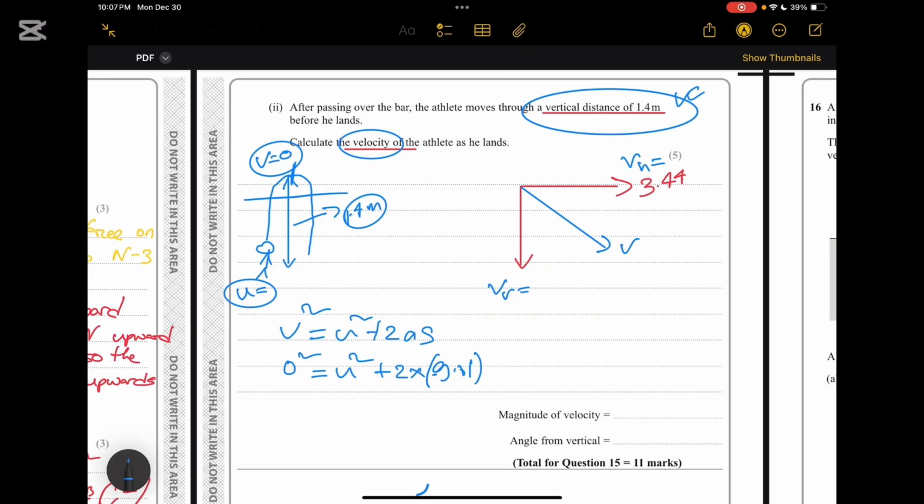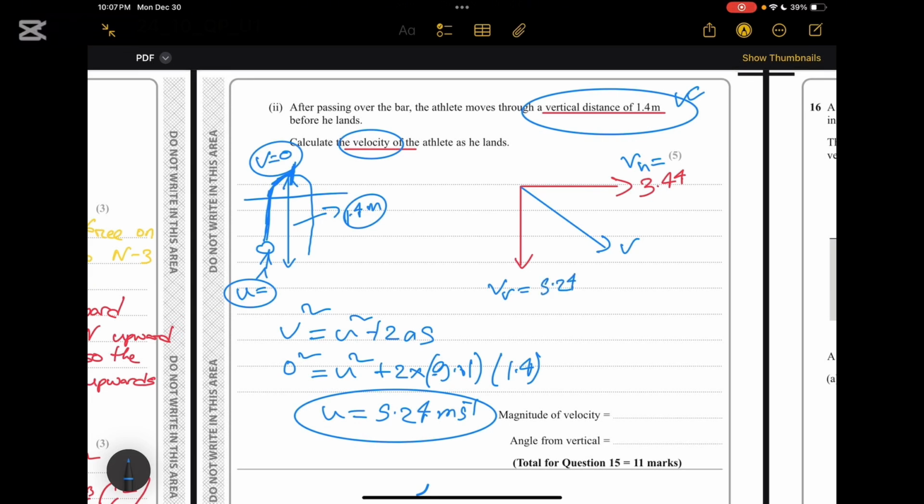We take the acceleration negative, as we're only calculating and discussing this part, the upward motion. When we consider the upward motion, we take acceleration as negative, and the displacement as 1.4. So here the u value will be 5.24 ms^-1. So this is our u value, the value of vertical velocity as 5.24.